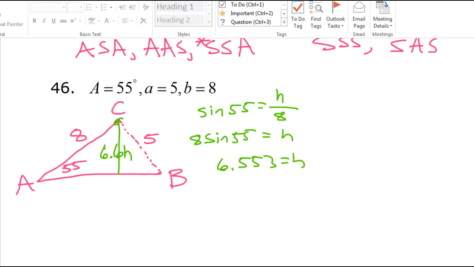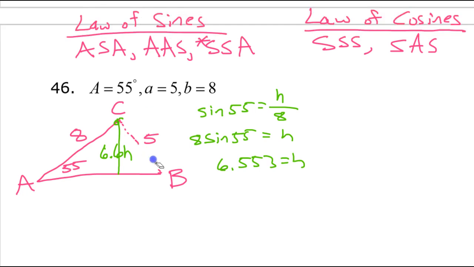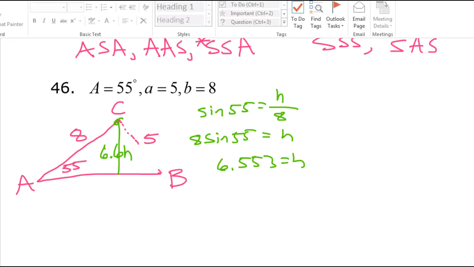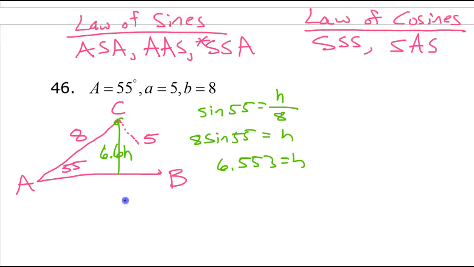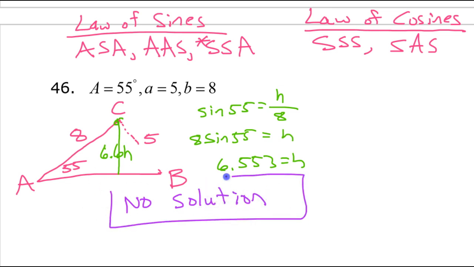Guess what that means, guys? The rope is never going to reach the ground. It's too short. The rope is only 5 long, but the height is 6.6. In order to make a triangle at all, the rope needs to be longer than the height. So I'm just going to stop there and say no solution, because there are no triangles that can be formed with this information.